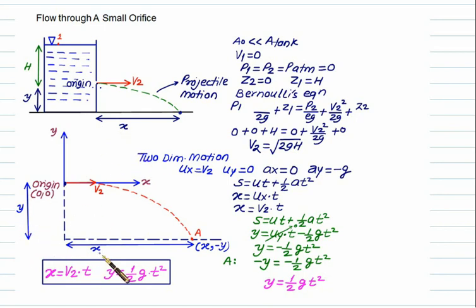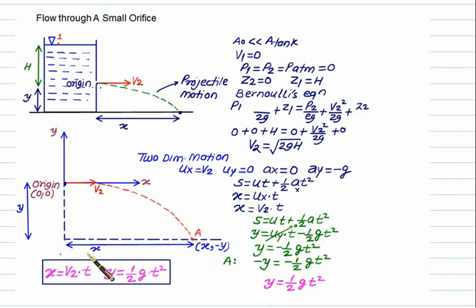Using the coordinate system and the two-dimensional components here, we have ux the same as v2, and the vertical component is equal to 0. Acceleration along the x-axis is 0, acceleration along the y-axis is minus g. So apply the concept of displacement, which is equal to u into t plus 1 by 2 at square. Acceleration is equal to 0 along the x direction, so this component will vanish, and we have x equal to ux multiplied by t. And ux is the same as v2, so the x distance will be equal to v2 multiplied by t. Now apply the same equation along the y direction and develop the equation for y, which is equal to 1 by 2 gt square.